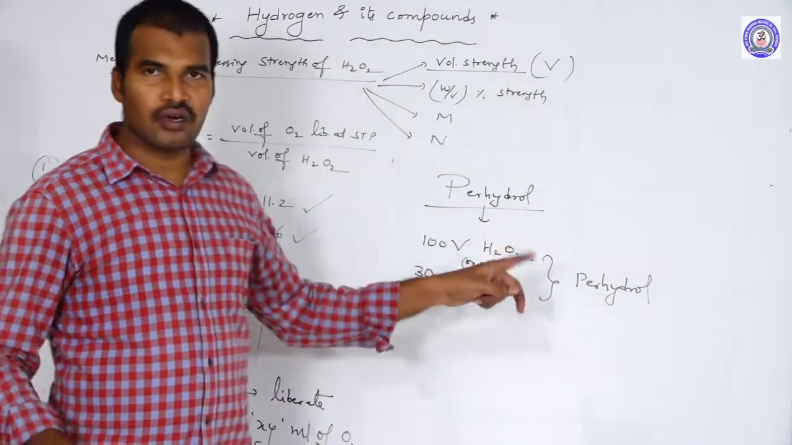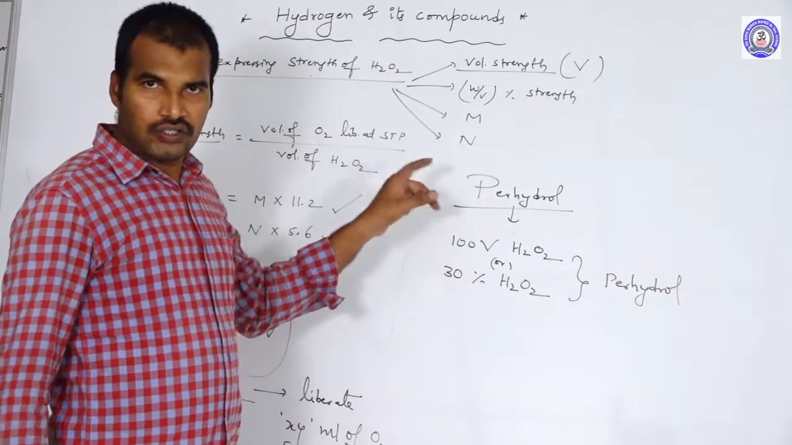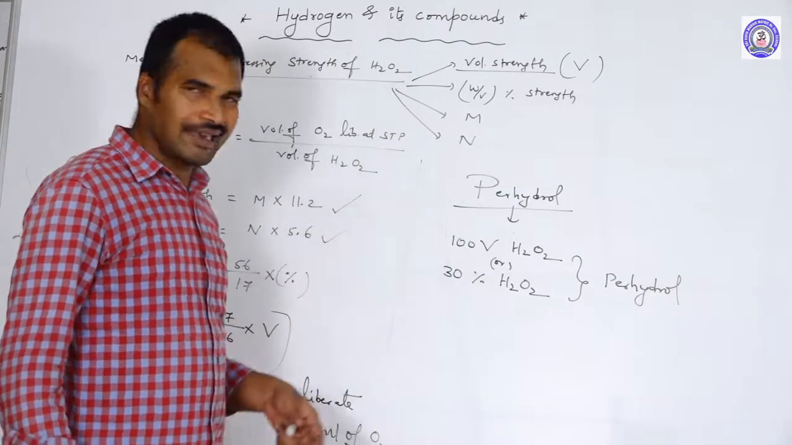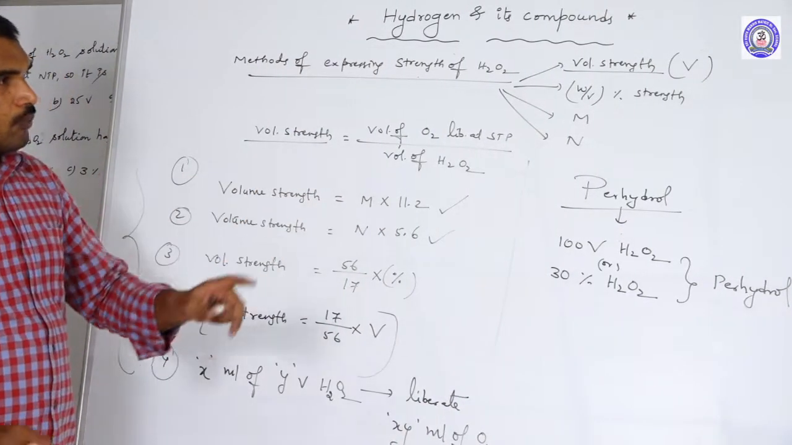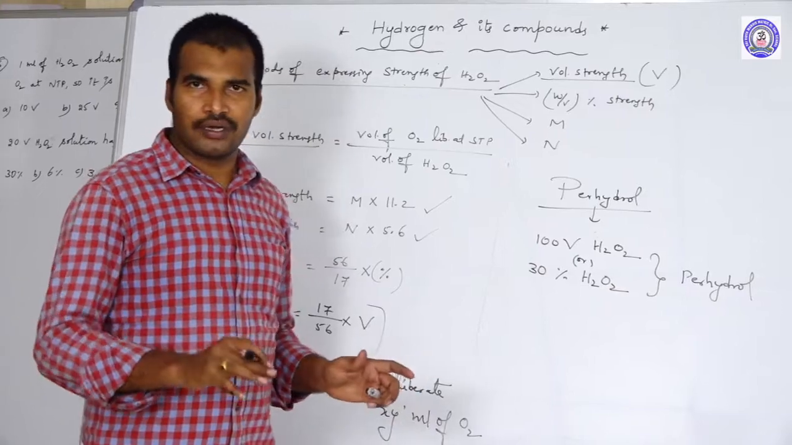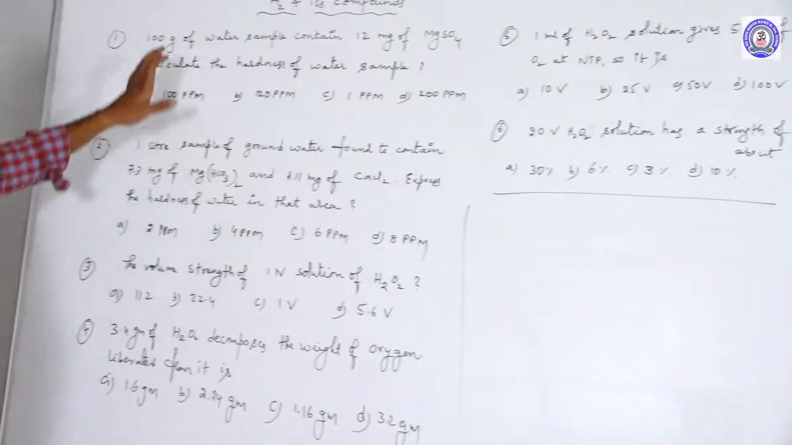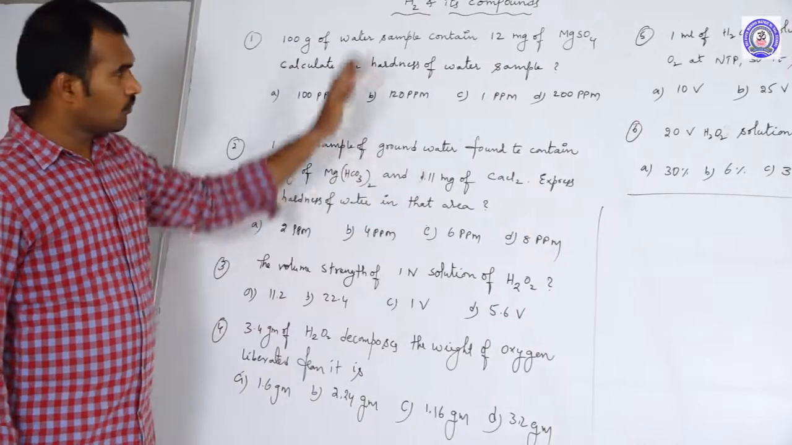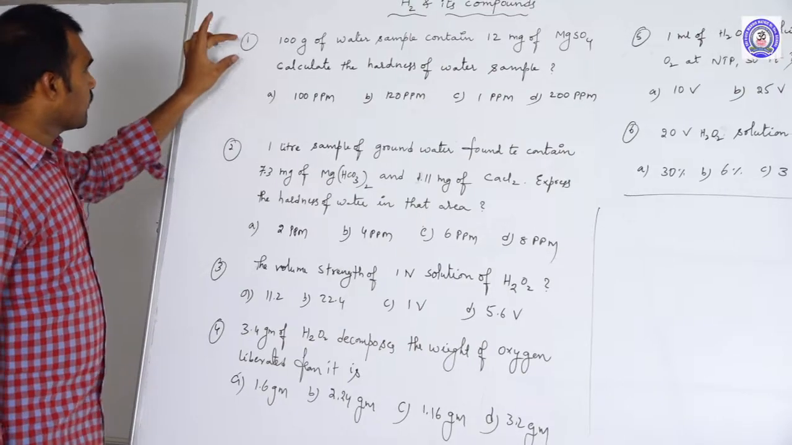And it is used as what? Antiseptic. Okay, so this H2O2 compound we are using as an antiseptic. So this is about hydrogen and its compounds, and we covered almost all the important points. Next, a few important model problems asked from this chapter, that is the hydrogen compounds. Let us see the first question.